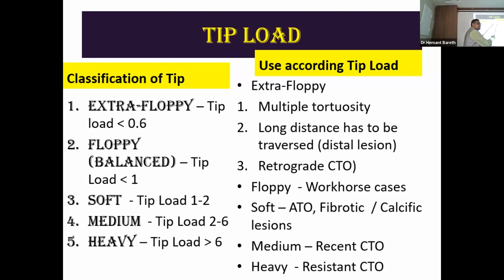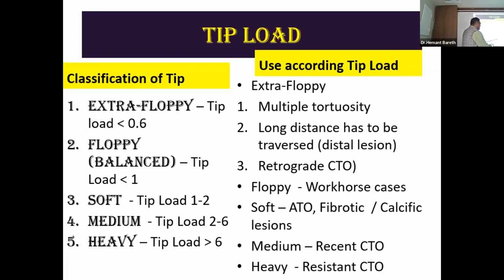So extra floppy wire with tip load less than 0.6 may be useful when there are multiple tortuosities, because you need the tip to take on the bends, and then the wire will follow. And more distance has to be traversed. And you are doing retrograde CTO, and I will come to that when I come to the CTO part. I will show you where this extra floppy wire like Xion Blue is used. Xion Blue is a classic extra floppy wire. It has got a tip load of 0.6. Another type of Xion Blue even has 0.5 tip load. So Xion Blue is an example.